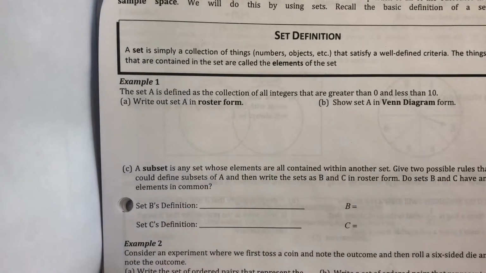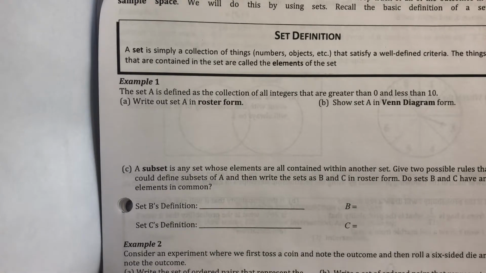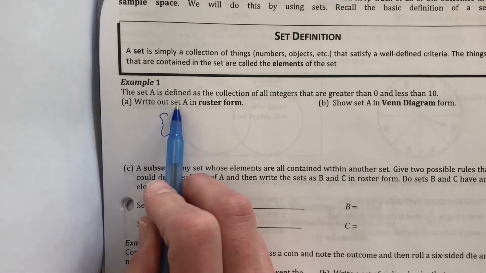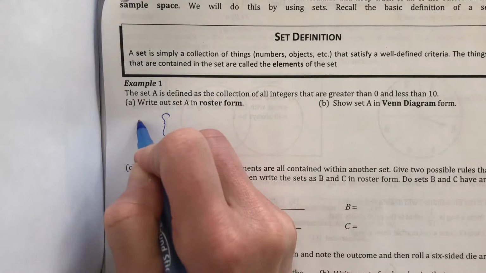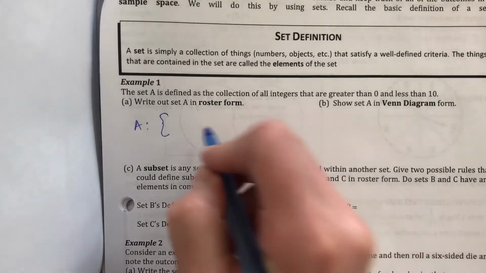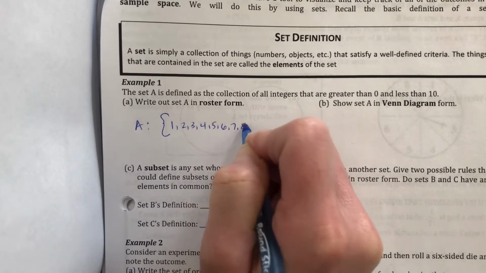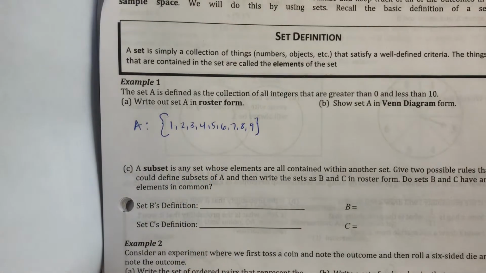A set is a collection of things, numbers, objects, etc. What's contained in the set are elements. So for example, in example 1, the set A is defined as a collection of all integers that are greater than 0 and less than 10. Integers are whole numbers. So the set A is the numbers 1, 2, 3, 4, 5, 6, 7, 8, and 9. They're greater than 0 and less than 10. So that's a set of numbers.